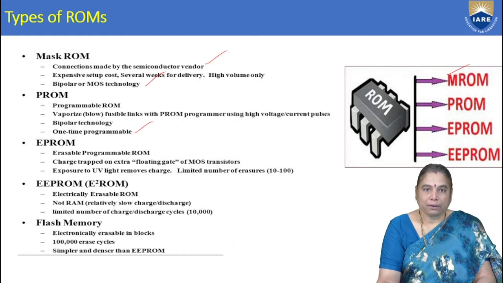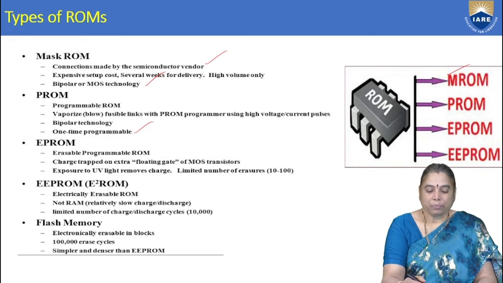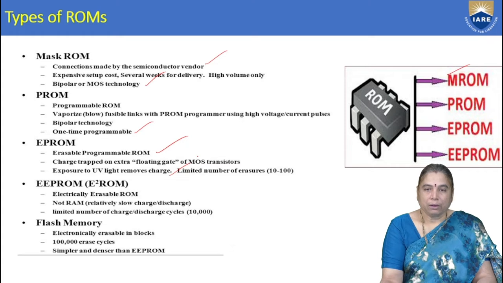EPROM is a slight variety of ROM. Here, the program can be erased with the help of ultraviolet rays and it can be programmed again. So, that variety of ROM is EPROM, erasable programmable read-only memory, and exposure to ultraviolet rays removes the charge. Only limited erasures are available, generally 10 to 100.